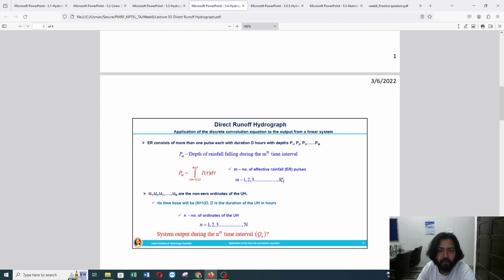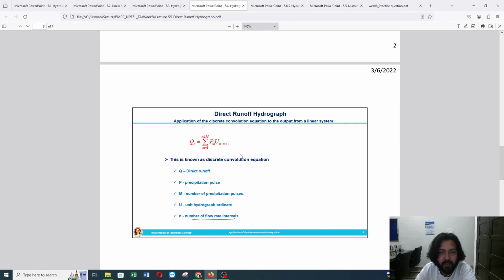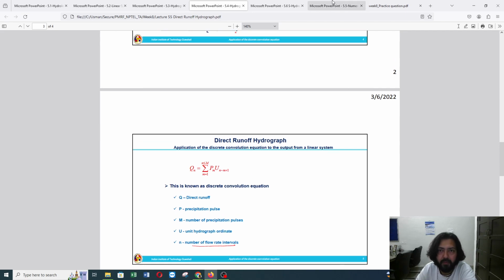Now we have also looked into how we can derive the DRH from multiple storm events, right? We have also looked into a standard equation, which is known as the discrete convolution equation. This equation can be used to derive the output when there are multiple storm events, right?